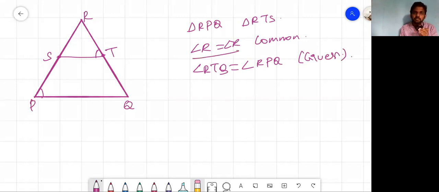So therefore, we have found that two angles are equal. So by AA criterion, we can say that the triangles are similar, right? Which means triangle RPQ is similar to triangle RTS, hence proved.